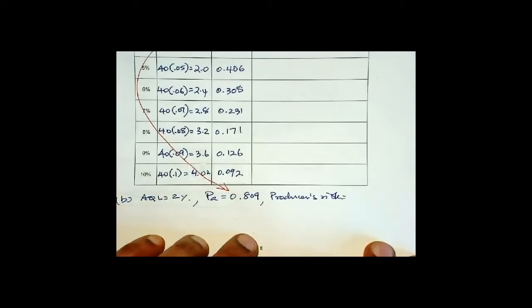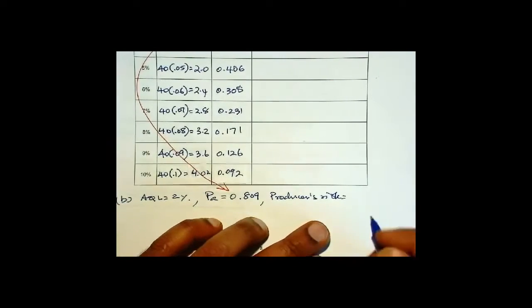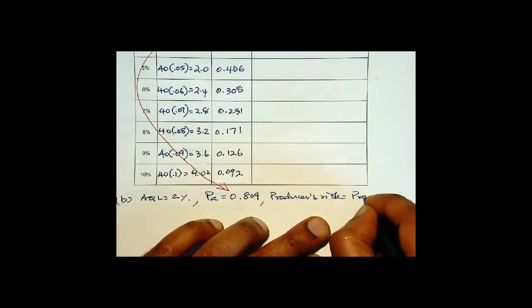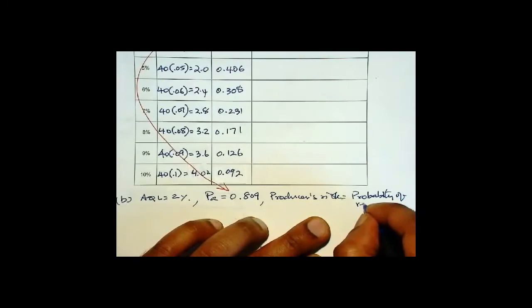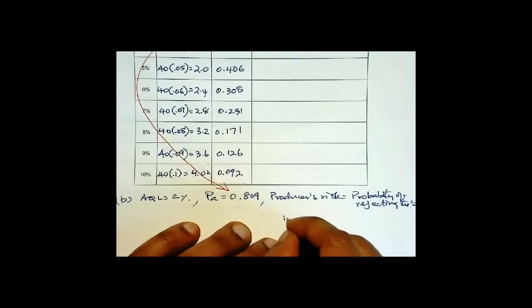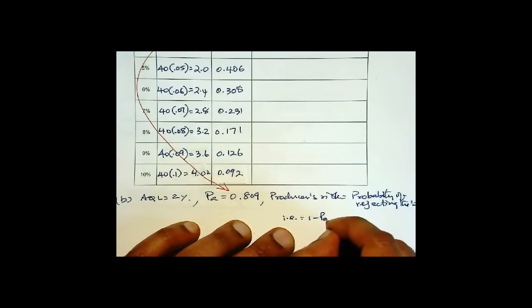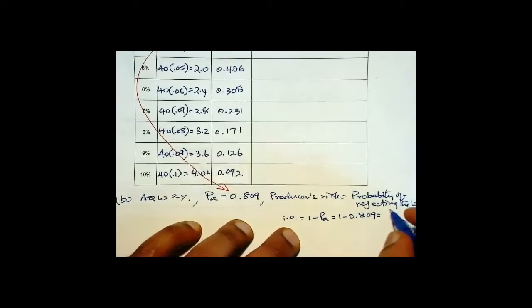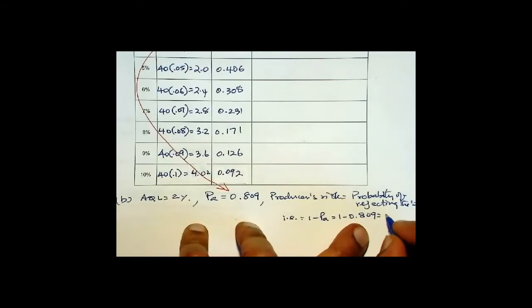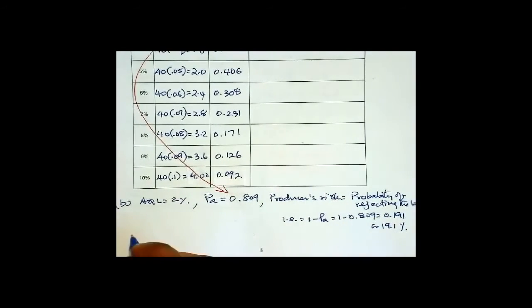Okay. What is the producer's risk? Producer's risk is the probability of rejecting the lot. So that is 1 minus P sub A. So you get 1 minus 0.809, which is 0.191, or 19.1%.